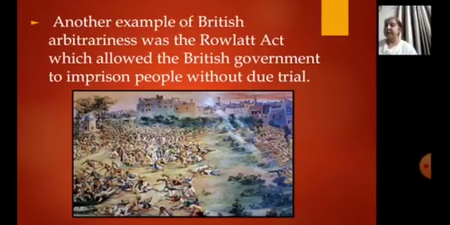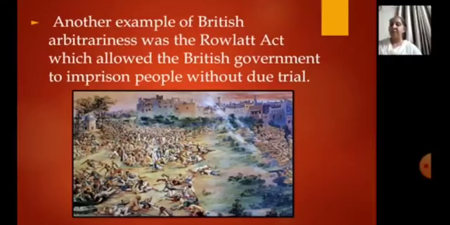Now let's move to the next example. Another example of British arbitrariness was the Rowlatt Act. I hope you all know very well about the Rowlatt Act, which allowed the British government to imprison people without due trial. Now let me explain. This image has been given in your textbook also. Indian nationalists, including Mahatma Gandhi, were vehement in their opposition to the Rowlatt Bills. Despite the large number of protests, the Rowlatt Act came into effect on 10th March 1919.